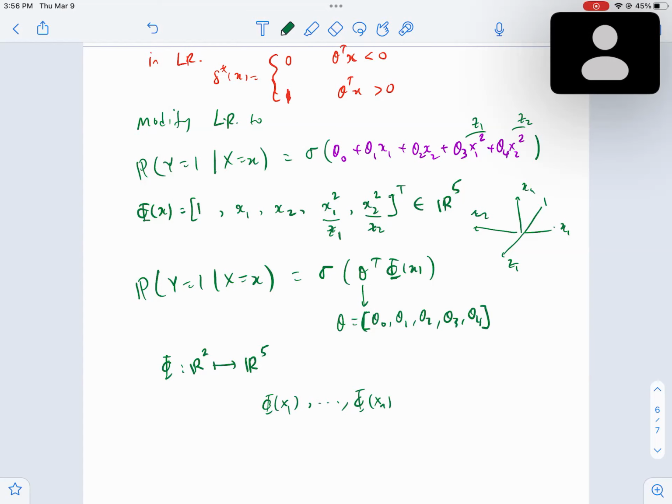So logistic regression is really not that limited. Once you allow yourself to engineer your features by mapping them to a higher dimensional space, then you get a lot more flexibility. Does that make sense?